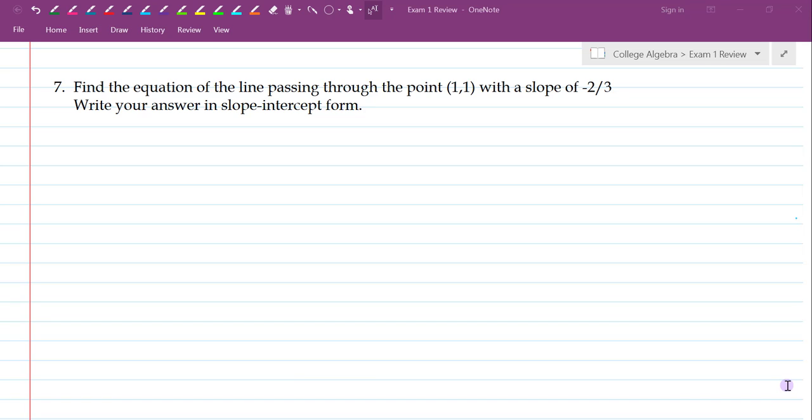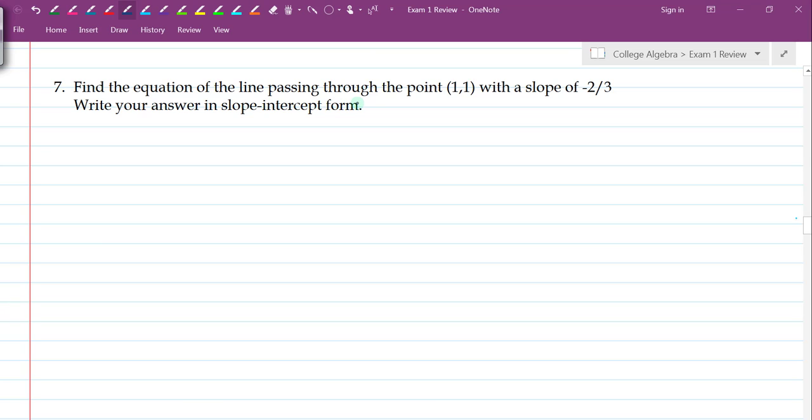Problem number 7 on the review says find the equation of the line passing through the point (1, 1) with a slope of negative 2/3. It says write your answer in slope-intercept form.